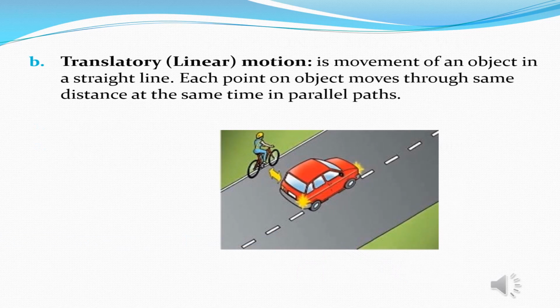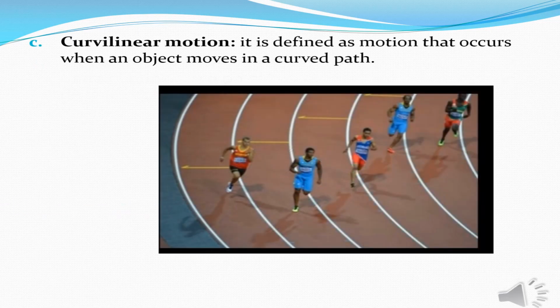Next is translatory motion or linear motion. It is movement of an object in a straight line. Each point on the object moves through the same distance at the same time in parallel paths. If you look at the image, it is depicting the same, that both the objects are on parallel paths and their points will move through the same distance at the same time. Next is curvilinear motion. It is defined as motion that occurs when an object moves in a curved path. As you can see in the picture, it is depicting a race where a number of people are running on a curved path.